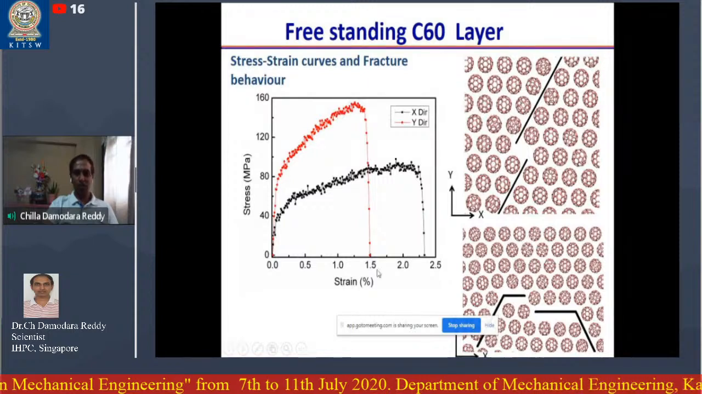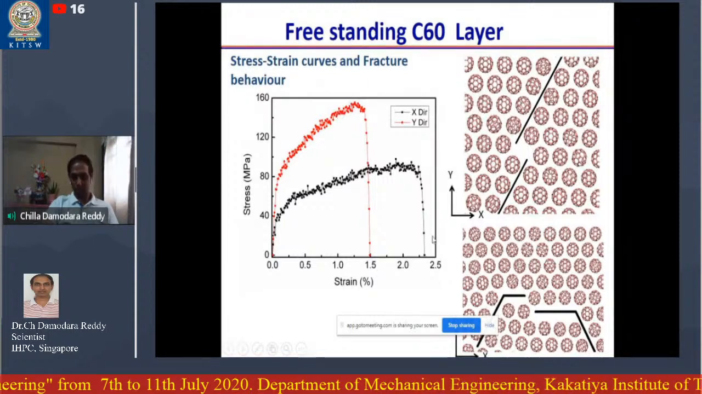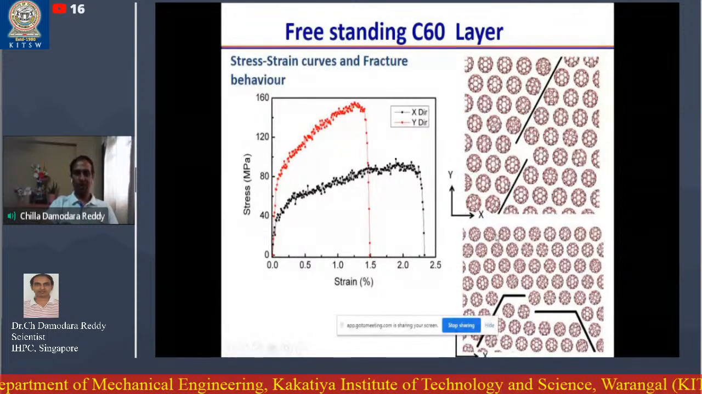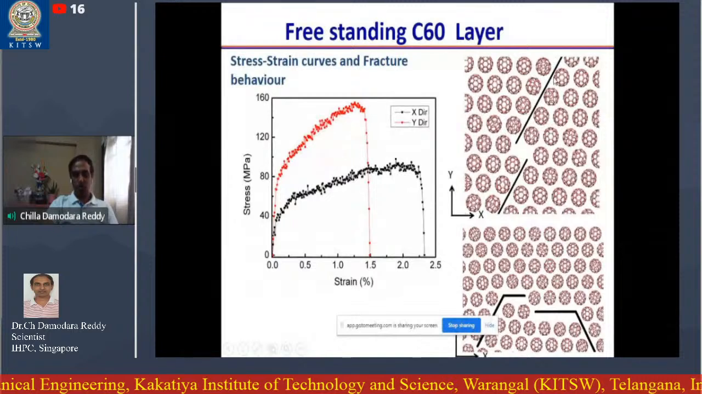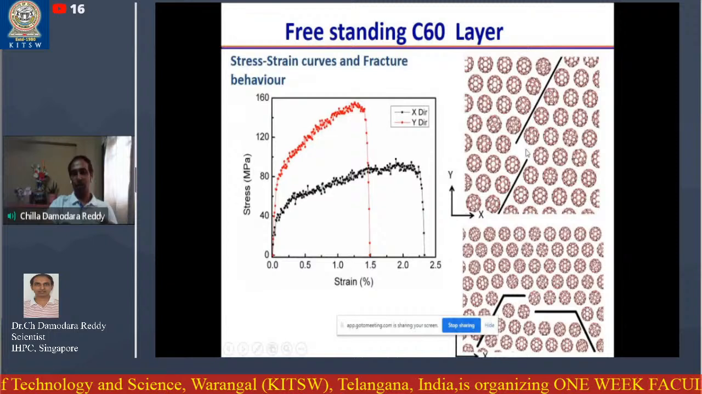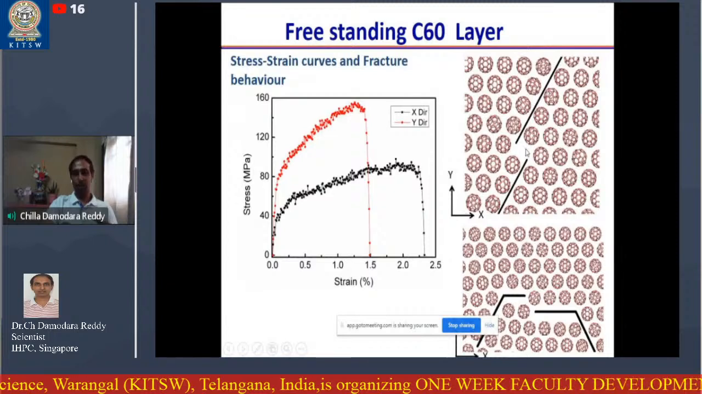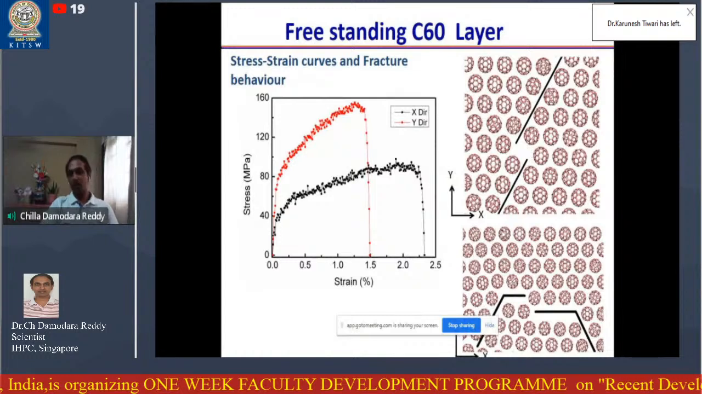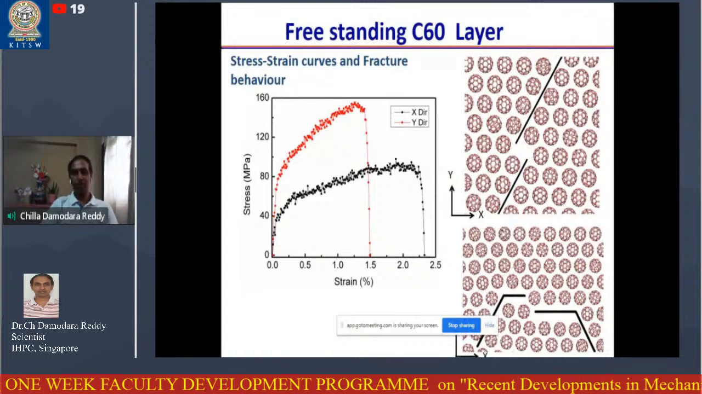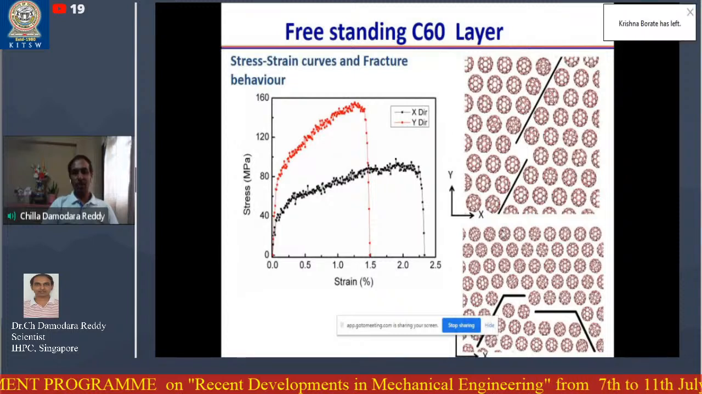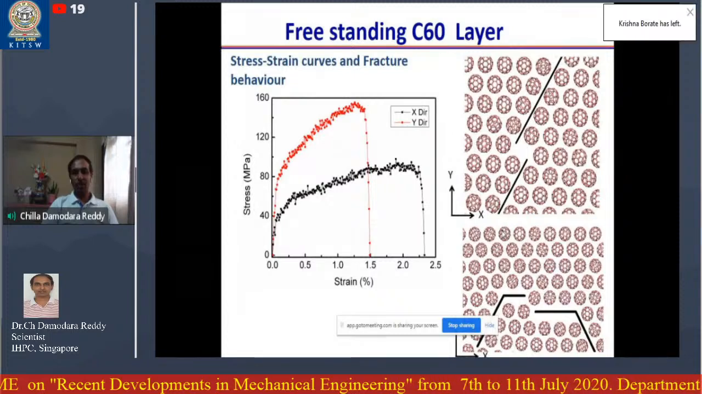And if you apply the load in a different direction, the x direction or the y direction, then based on that it fractures. Some of the C60 molecules move away from that region and tear the C60 layer. This is the first time we conducted and showed that a C60 layer can withstand as a freestanding layer, like graphene.